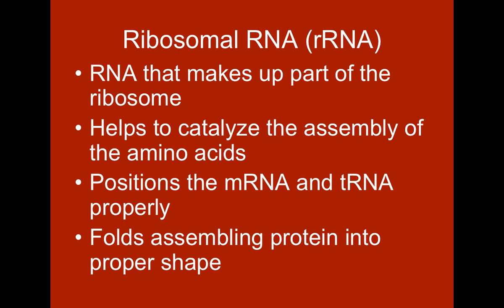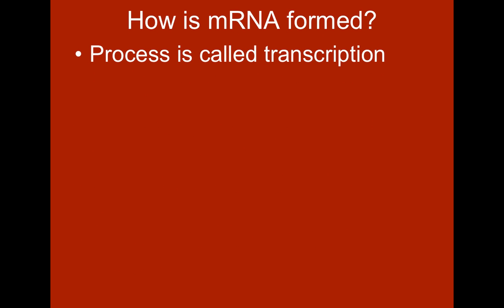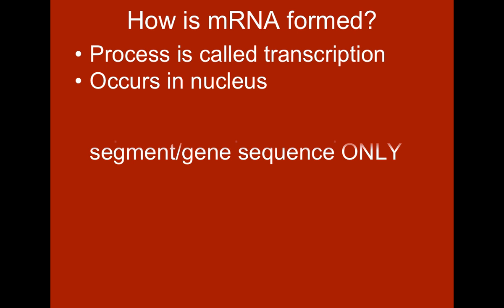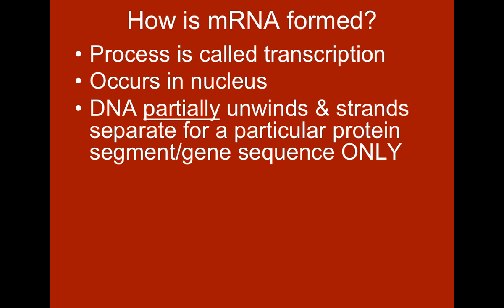So let's talk about this process of making the mRNA, because that's an important process. That process is called transcription, and it occurs in the nucleus. What happens is the DNA partially unwinds and the strands are going to separate. And this is only going to happen in the region where a particular protein is coded for. So it's not all of the DNA doing this all at once. It's just a specific segment.